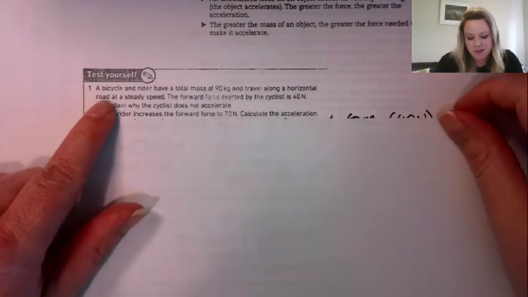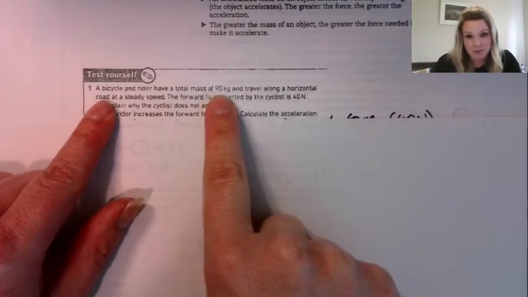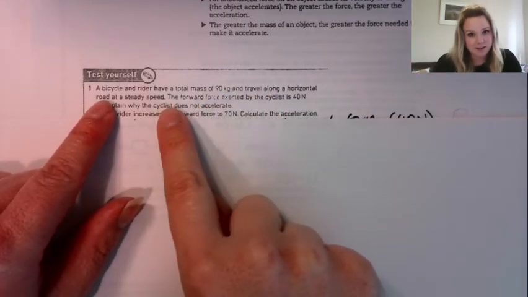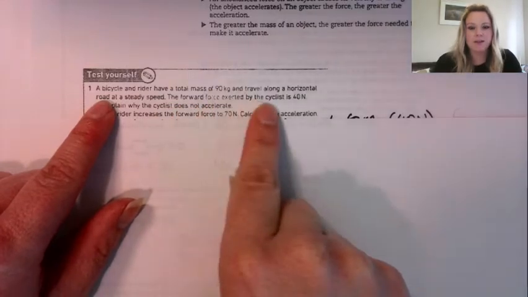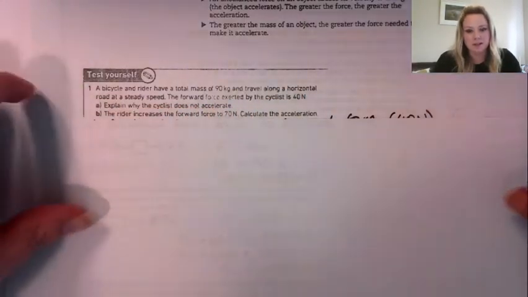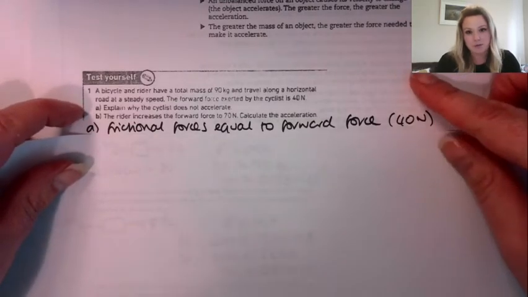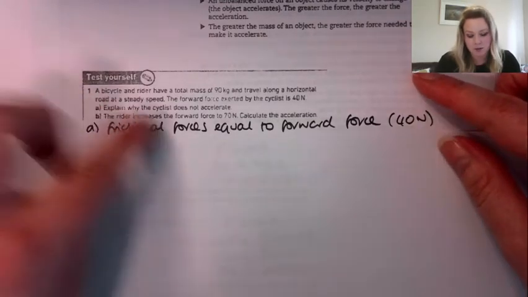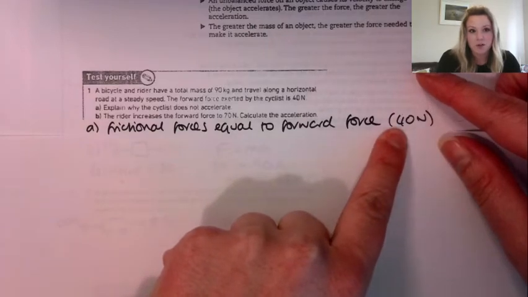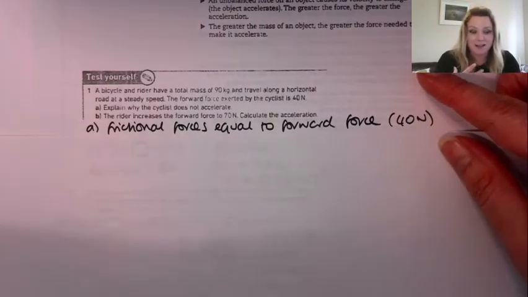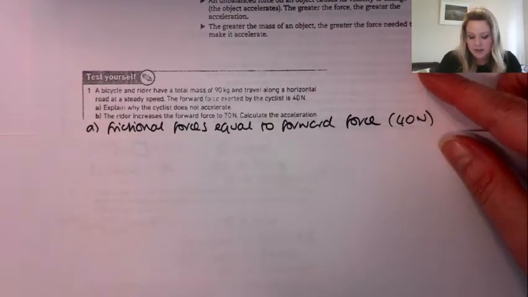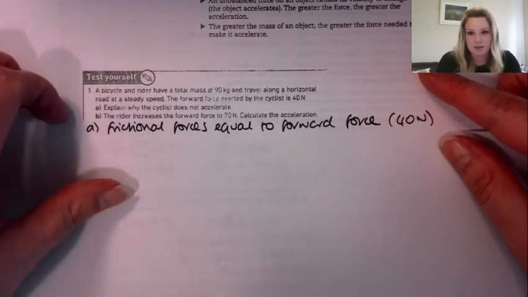So a bicycle and rider have a total mass of 90 kilograms, and travel along a horizontal road at a steady speed. The force exerted by the cyclist is 40 newtons. Explain why the cyclist does not accelerate. So the frictional forces must be equal to the forward force, which is 40 newtons, or you could just say the forces are balanced, or there's no resultant force if it's travelling at a steady speed.